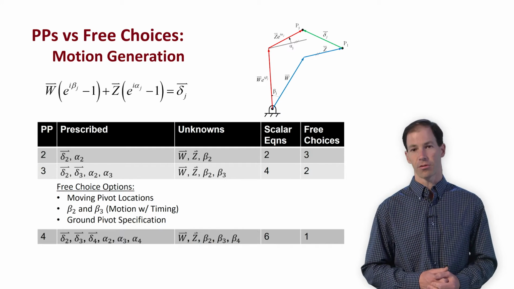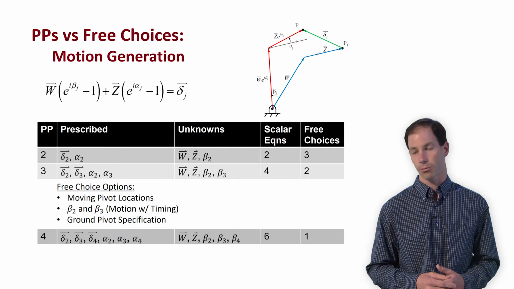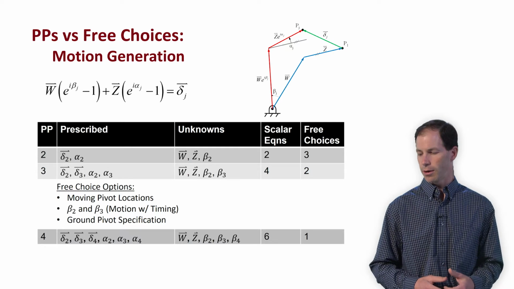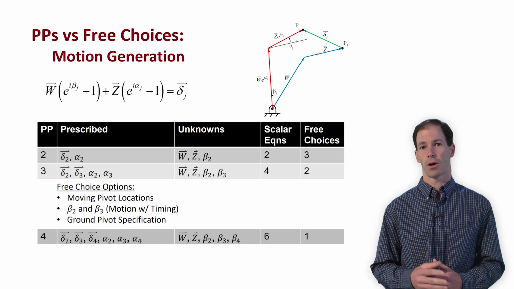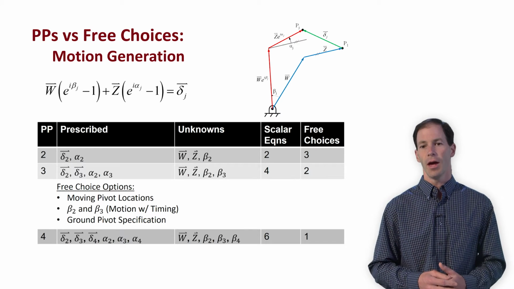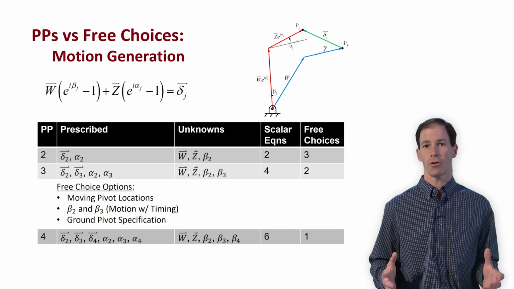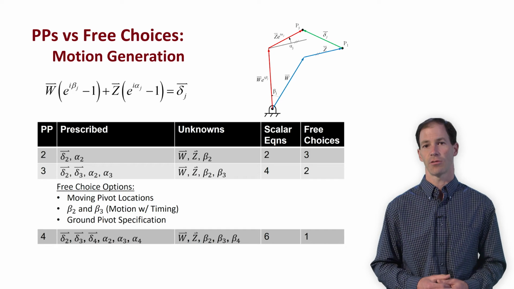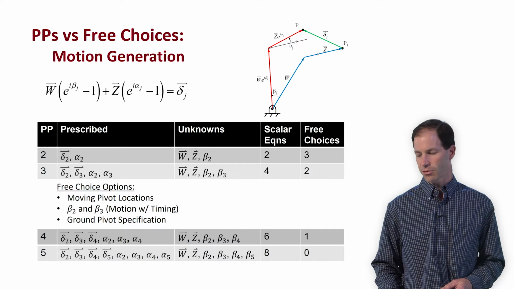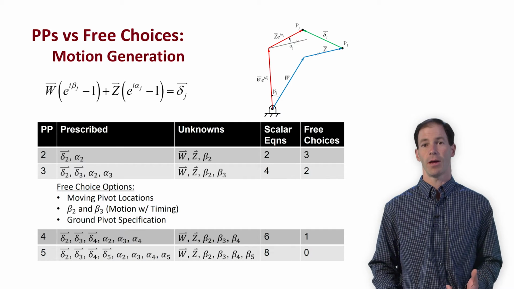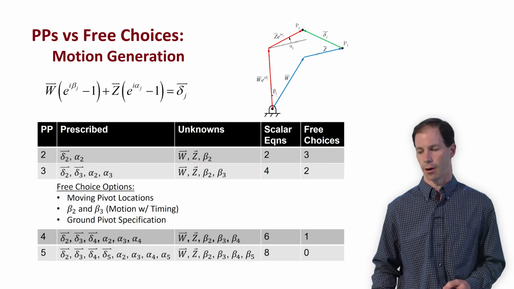So 4 precision positions, we add an extra vector loop equation, so displacement vector delta 4 as well as alpha 4. And then we also add an additional unknown, which is the rotation of the link pinned to ground, the W vector, from the 1st to the 4th position, beta 4. And because of this, we're now left with 1 free choice. And regardless of how you try to treat this, it is going to be a nonlinear system of equations that you need to solve. But I think you can also imagine that we could add an additional position as well, go up to 5 positions, and now we have 0 free choices, and we're going to have a finite number of solutions. We'll talk about that a little bit later.